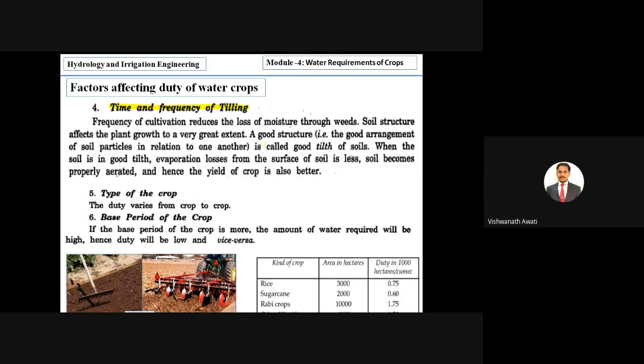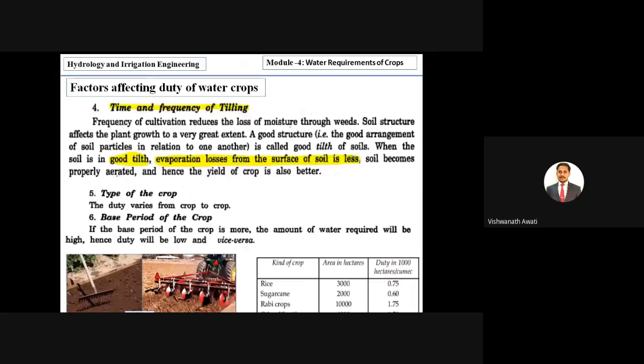So here good structure is called good tilth of soil, and when the soil is in good tilth, evaporation loss from the surface of the soil is less. Whenever we do good tilling of the land, it gives good tilth. When evaporation loss is less, there is a saving of water, and the soil becomes properly aerated, and hence the yield of the crop is also better.